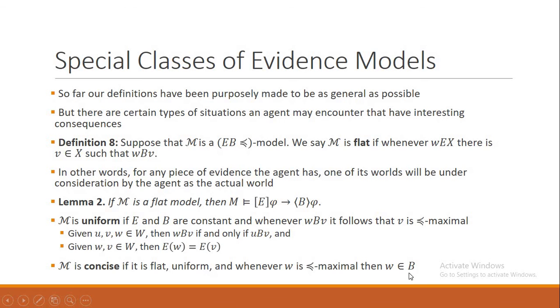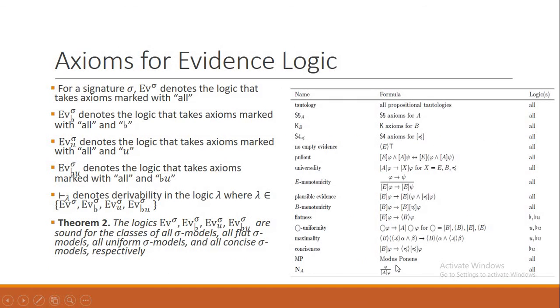We can consider our belief relation as just a set, because the left-hand side of the relation doesn't matter. So yeah, M is concise if it is flat, uniform, and whenever W is plausibility maximal, then W is in B.